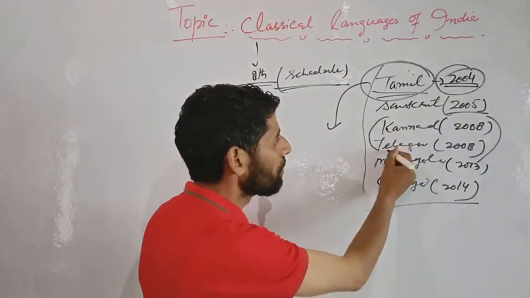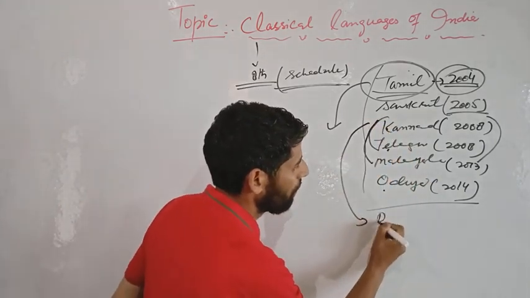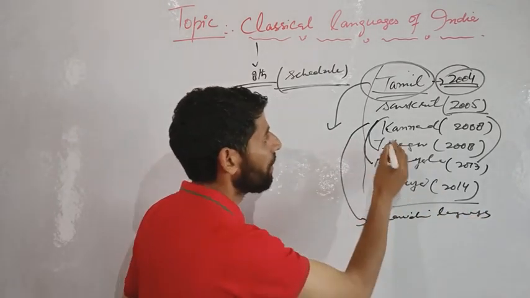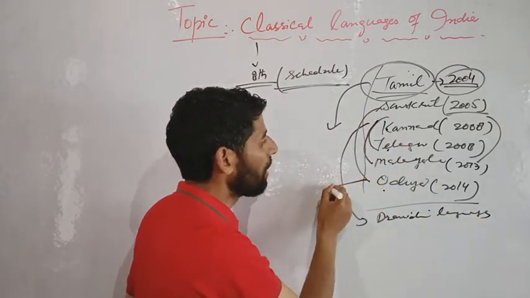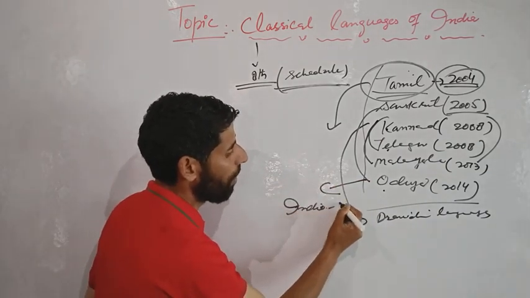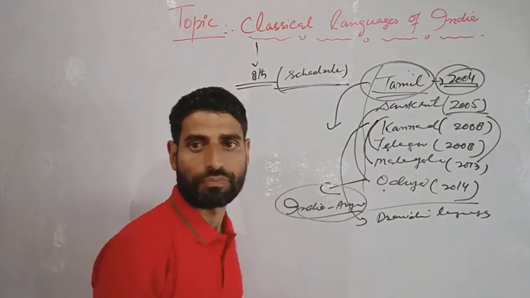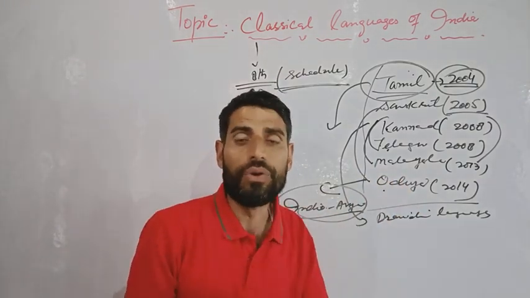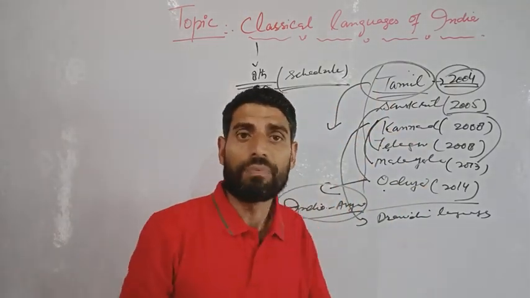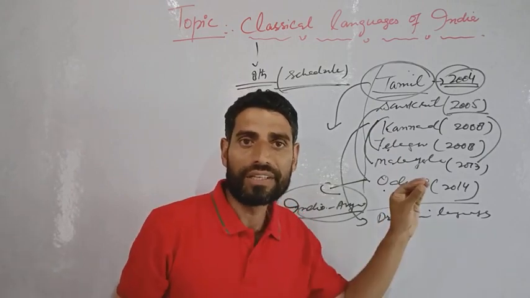Tamil, Kannada, Telugu, and Malayalam belong to the Dravidian languages, and Sanskrit and Odia belong to the group of Indo-Aryan languages. So as we know, the Ministry of Culture provides us guidelines regarding the classical language.